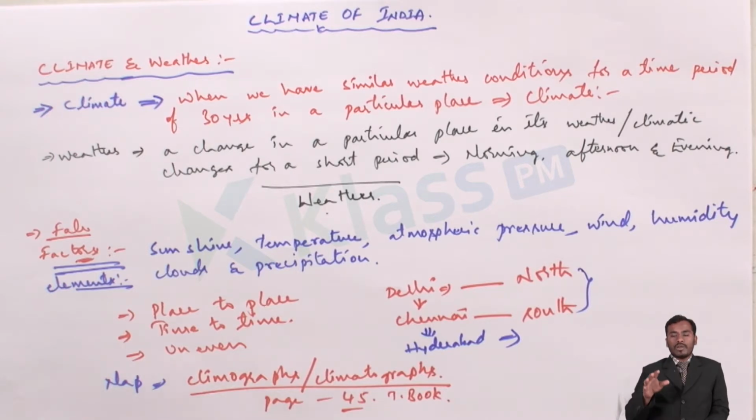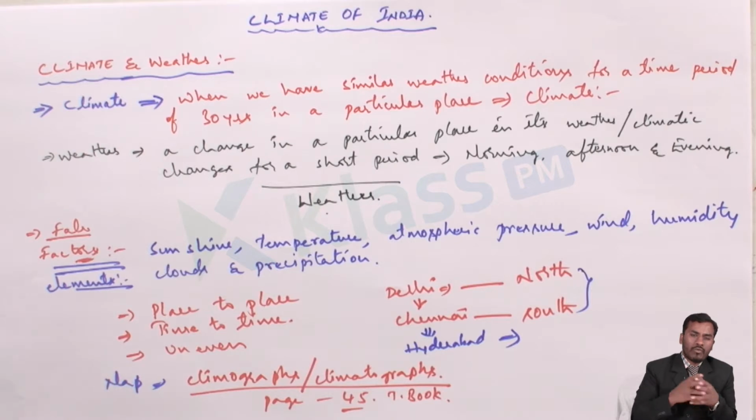They show the wind pressure or the temperature, as well as the amount of rainfall received by a particular area, and what type of climate it is, either temperate, tropical, cool or polar. Everything we will be learning with the help of these maps, which are called climographs or climatographs.